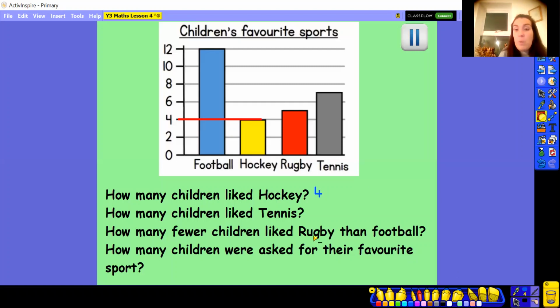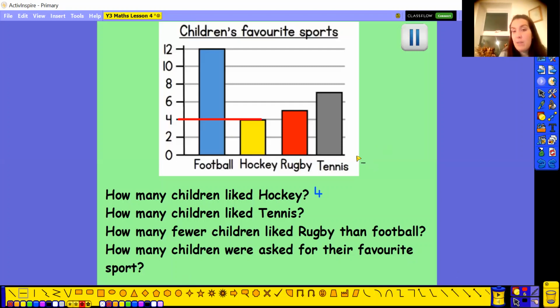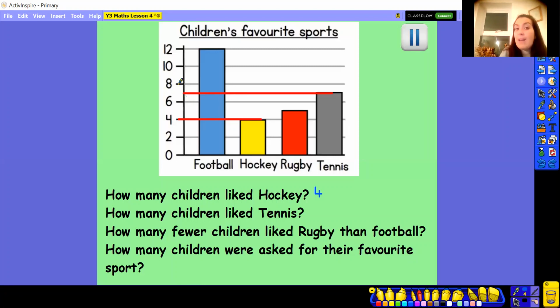The next question was how many children like tennis? Here's my tennis bar. I'm going to put my finger on it and trace it across. Now it's not pointing to a number, is it? It's pointing to halfway between 6 and 8, which means that tennis was chosen by 7 people. Well done if you got that one right, because that is quite tricky.